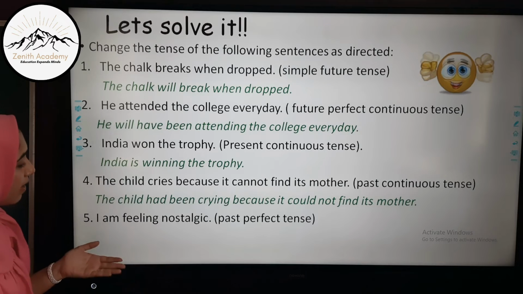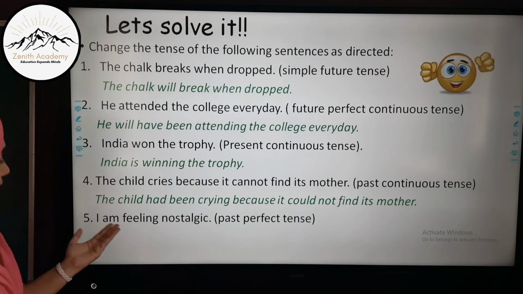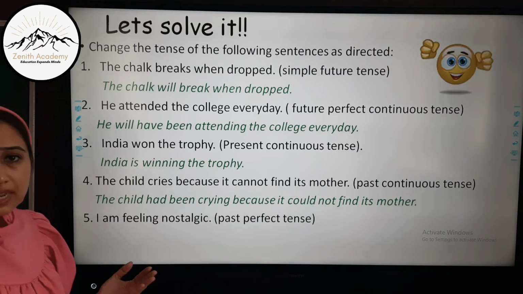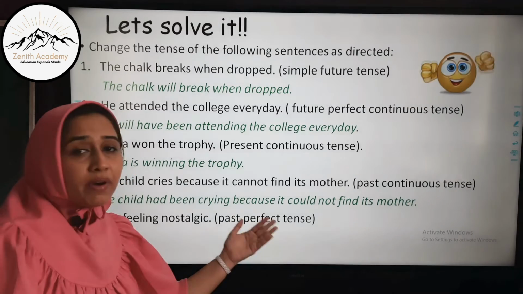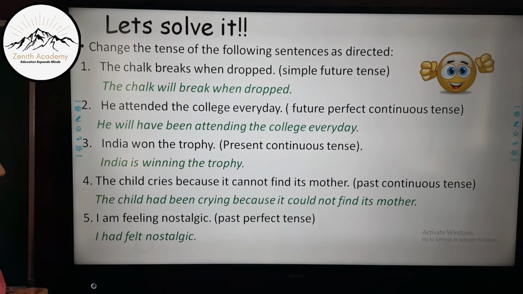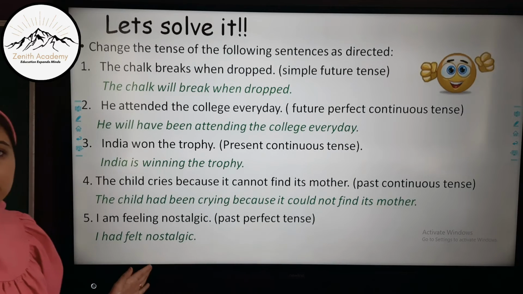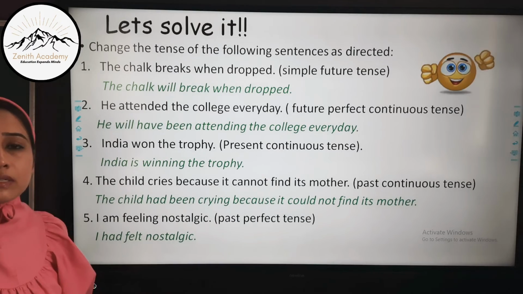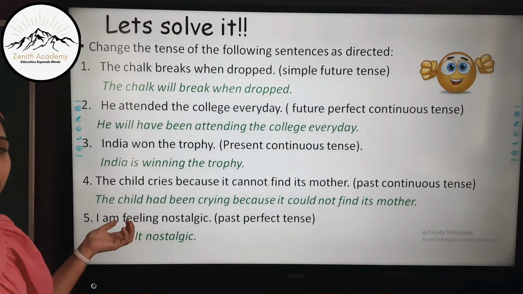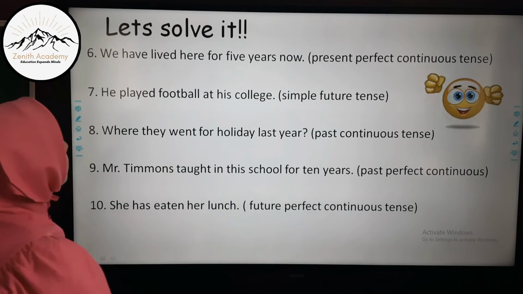The next is, I am feeling nostalgic. So this sentence is in the present continuous tense. We have to convert this into past perfect tense. The sentence becomes, I had felt nostalgic. Had is associated with perfect tense, and felt is the past participle form of the verb feel. Let's move ahead and solve some more examples.